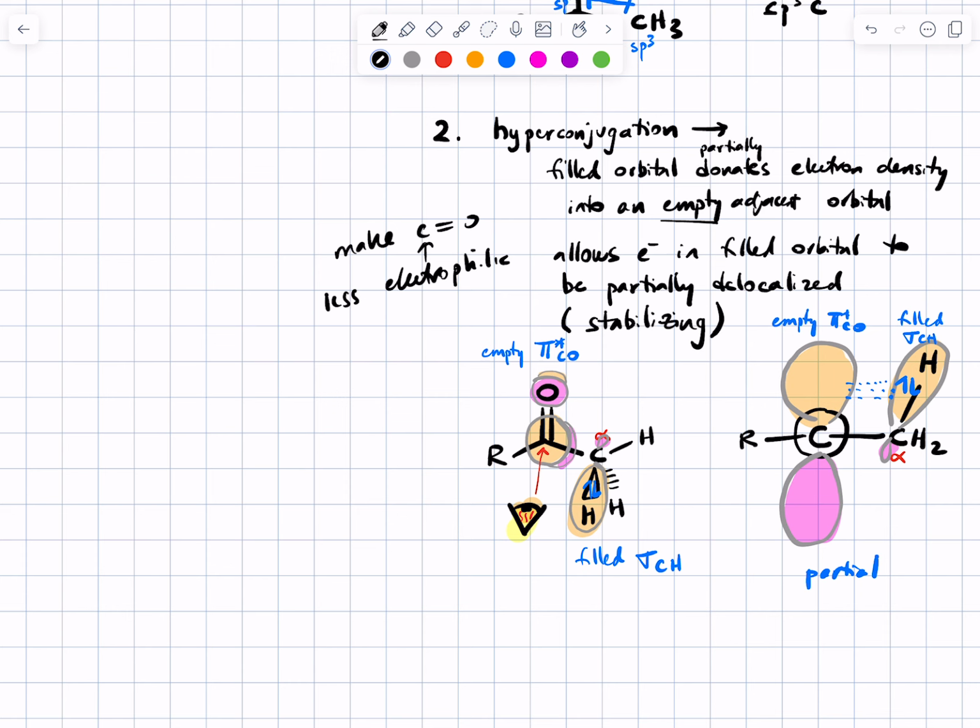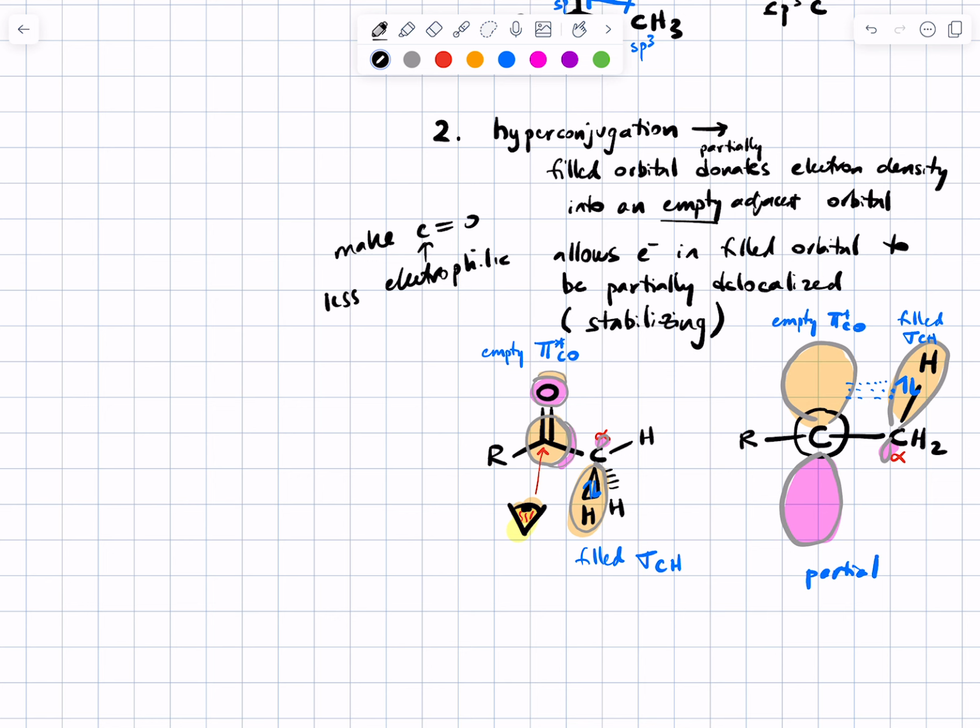Okay? So whether you view the alkyl group as a donor via an inductive effect or via hyperconjugation, the overall impact is the same, which is that the carbonyl carbon is less electrophilic.